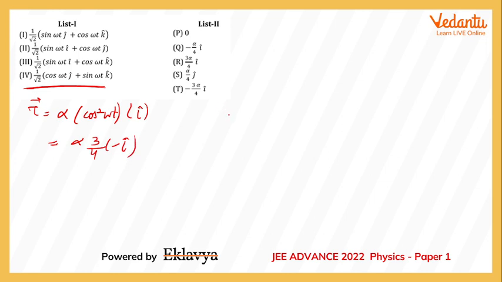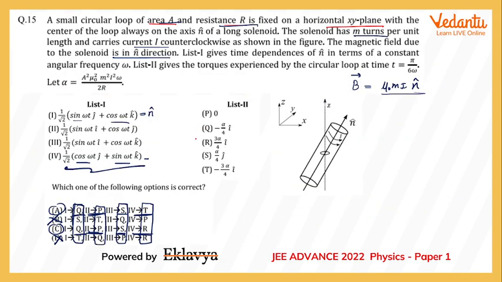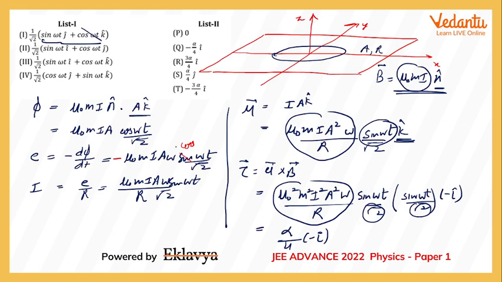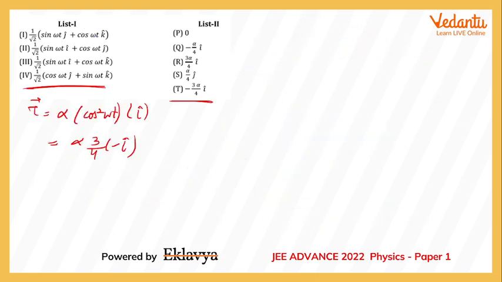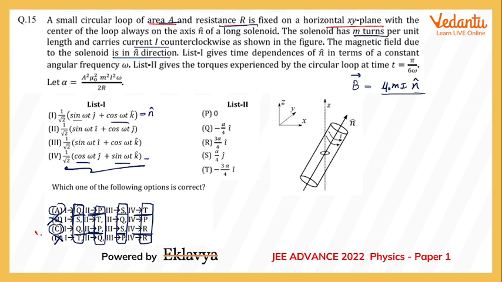Okay, that becomes option T. No, I'm sorry, it will be plus I only, no? The cos square, so plus I. So option R will be there. So the correct answer would be option C.